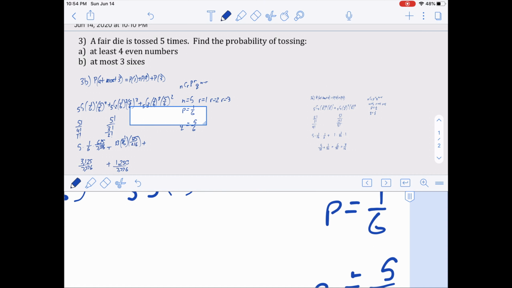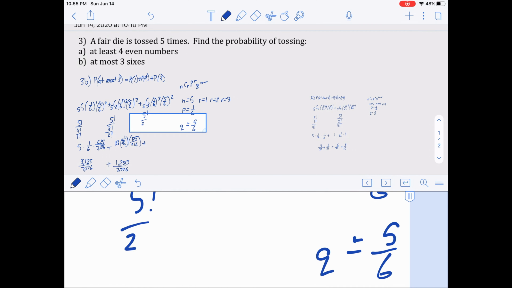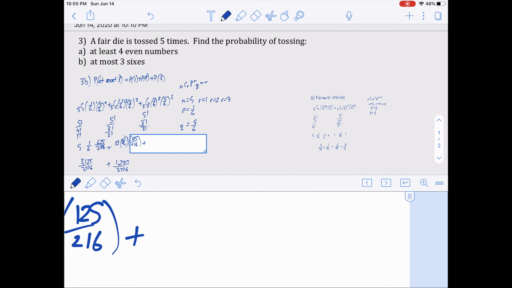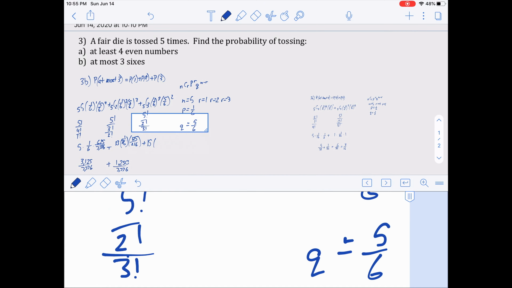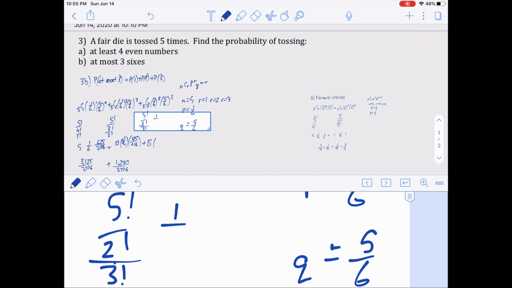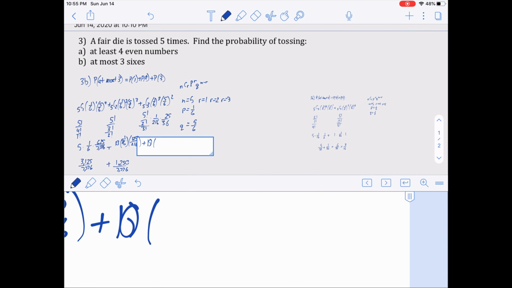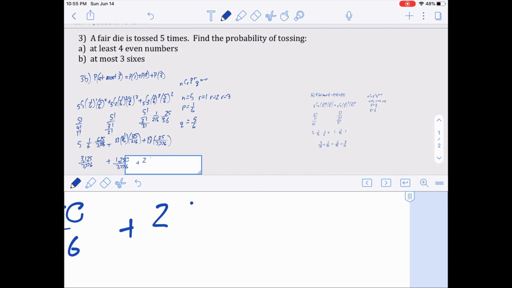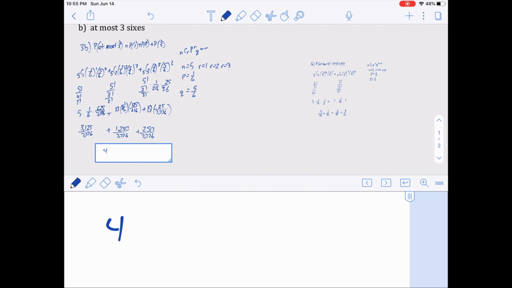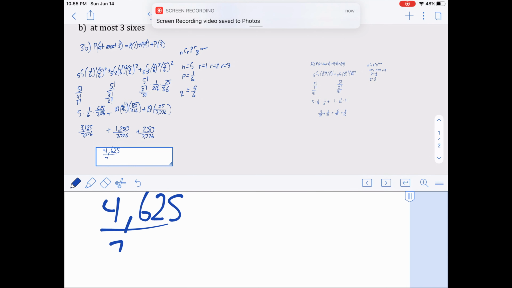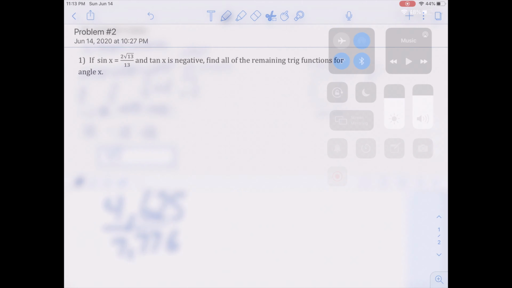Now we add that to the 5C3, which becomes 5 factorial over 2 factorial over 3 factorial, and that simplifies down to 10, times 1/6 to the third, which gives us 1 over 216, times 5/6 squared, which is 25 over 36. And this becomes 10 times 25 over 7,776. And that gives us 250 over 7,776. Add these 3 values together, and we get 4,625 over 7,776.